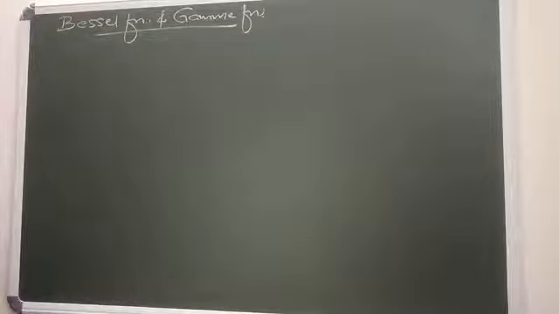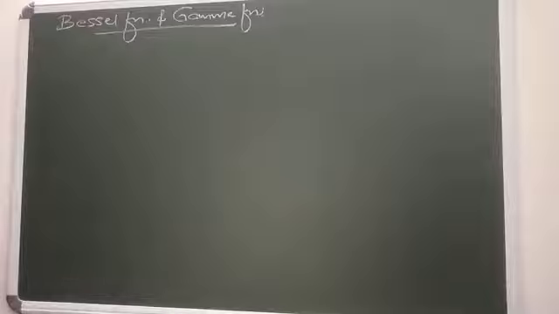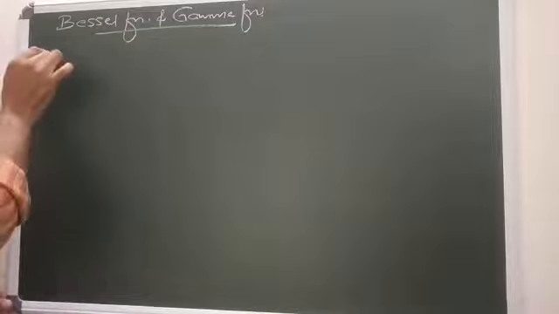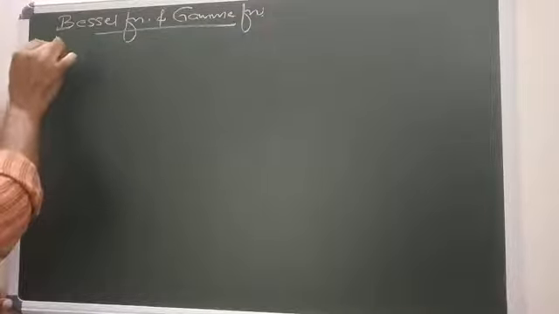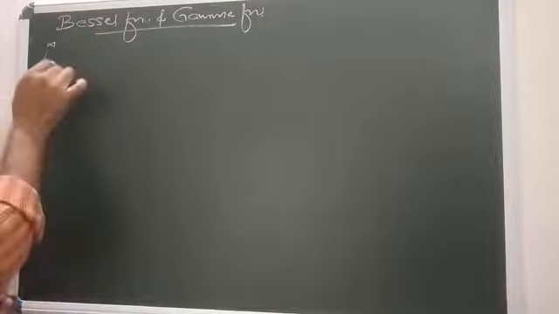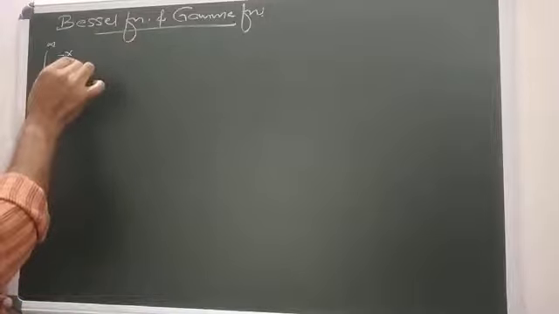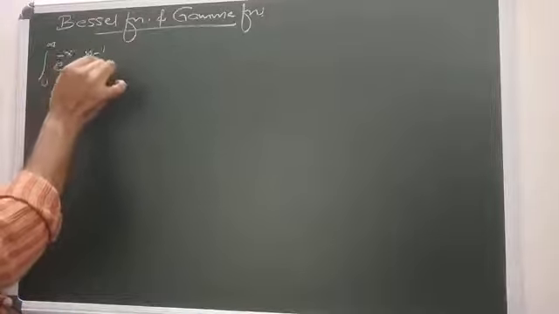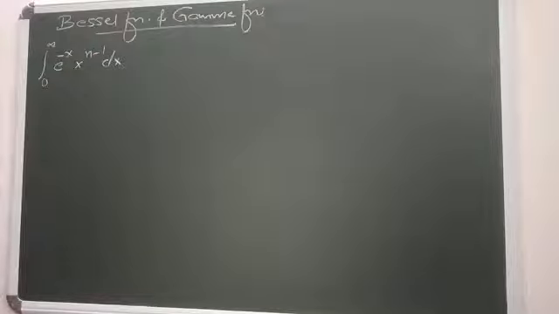Now let us discuss our new chapter that deals with the Bessel function and the gamma function. We know, what is a gamma function? The gamma function is of the form of the definite integral, integral 0 to infinity e power minus x, x power n minus 1 dx.